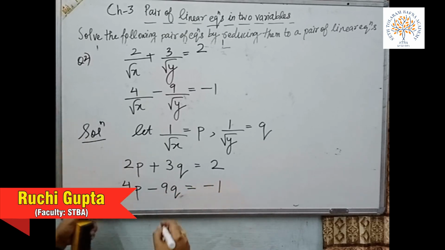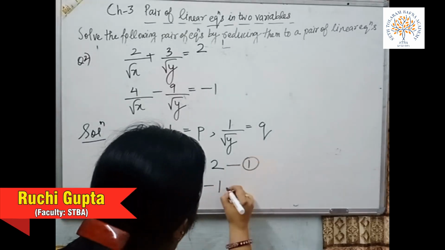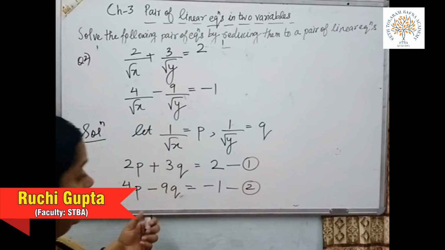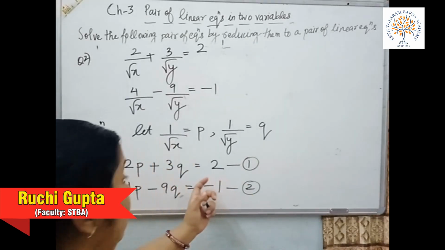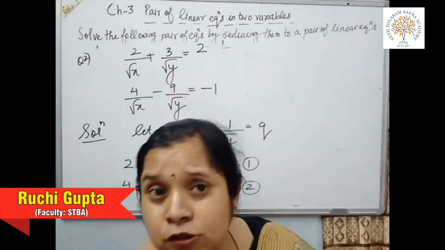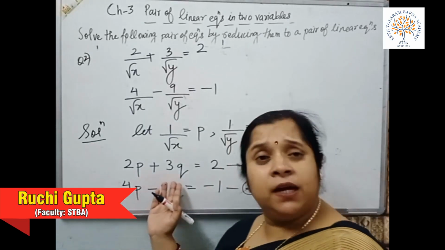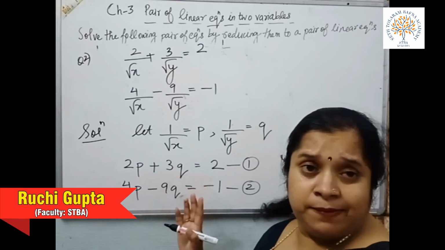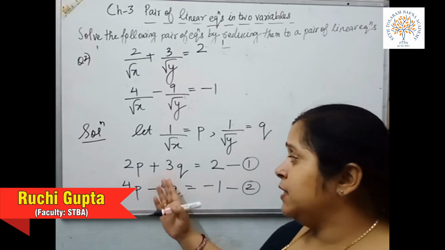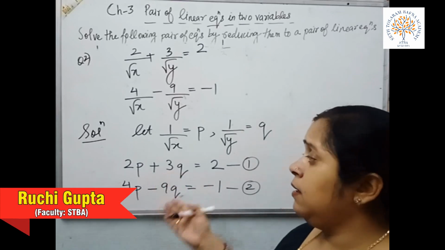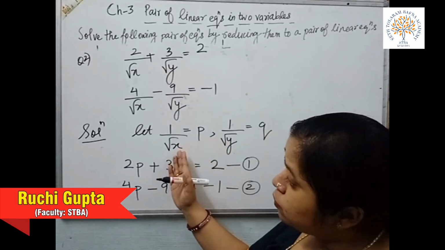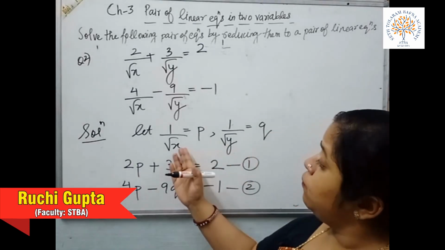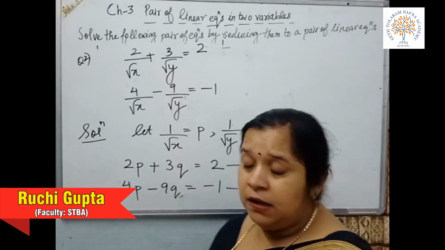Okay students. So now my new two equations have formed which are in the form of AX plus BY is C. It doesn't matter that in place of X and Y we have P and Q. They are also the unknown variables, okay. So now I can solve these two equations again to find the value of P and Q and substitute those values here to find the values of X and Y.